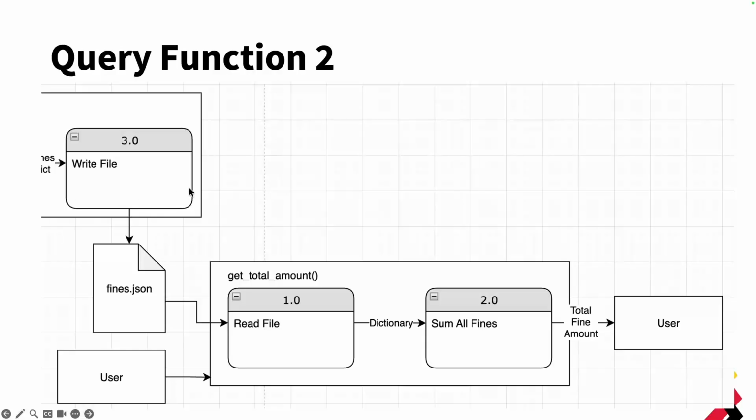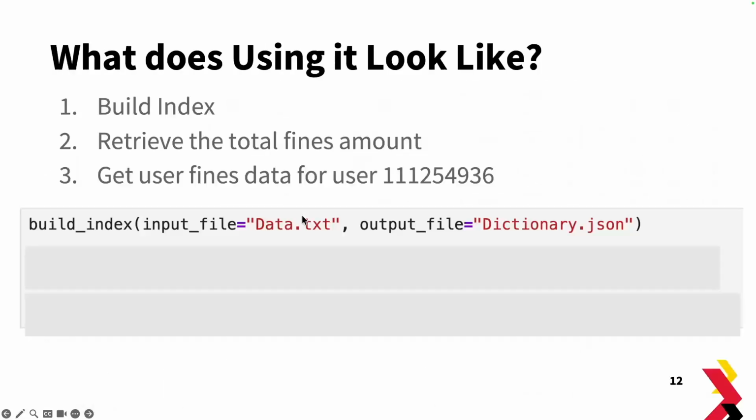These three completely separate functions all read files, and they work together essentially through sharing that finds.json file, which is sort of intermediary data. What does it look like? All right. Well, how do we actually use it as the user? And this is what I would have to do if I was running your functions, for example. Well, there's three things we'd have to do. First, we'd have to build the index. We'd then have to retrieve the total amount of finds. And then we'd have to get the user finds data for a specific user. In this case, this is the user ID I am choosing to use.